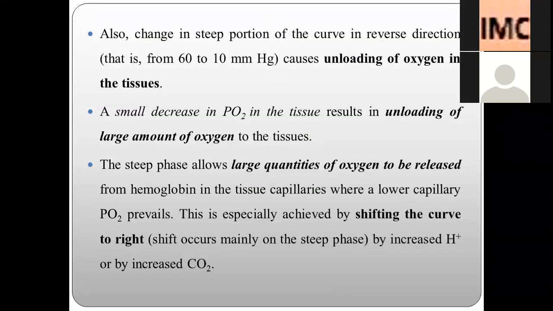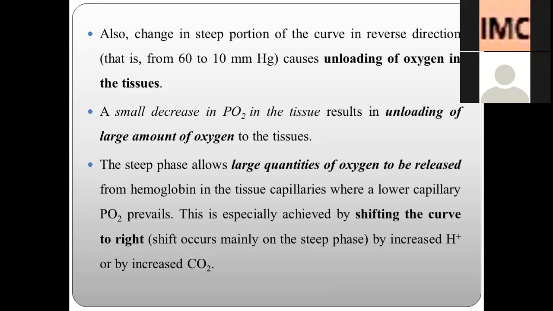Also, change in the steep portion, as I have explained, in the reverse direction, that is from 60 to 10 millimeters, it causes the unloading of oxygen in the tissues. So whenever there is a small decrease in the PO2 in the tissues, unloading of a large amount of oxygen to the tissues will occur. And this is the condition where the tissues are in need of oxygen.